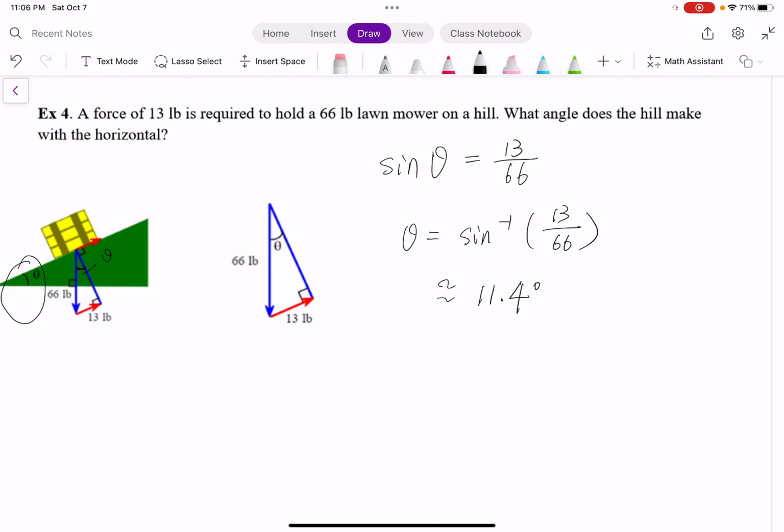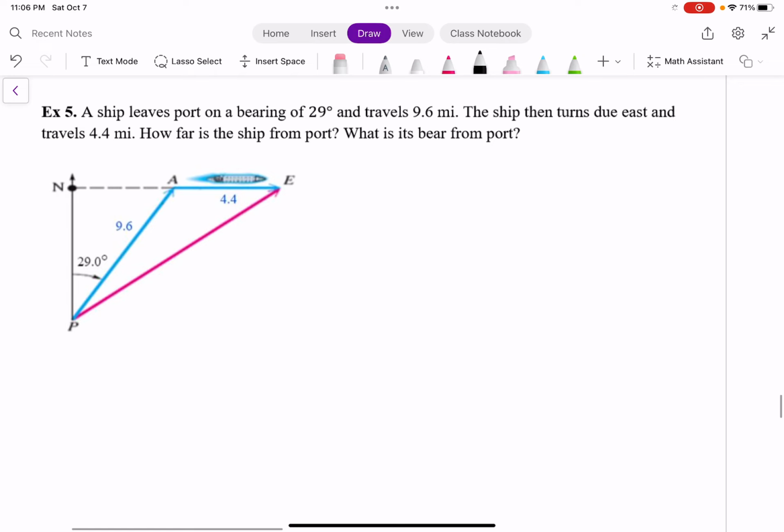11.4 degree. All right, this is an interesting question. Let's see the next one. A ship leaves port on a bearing 29 degree and travels 9.6 miles. The ship then turns due east and travels 4.4 miles. How far is the ship from the port? What is the bearing from the port?